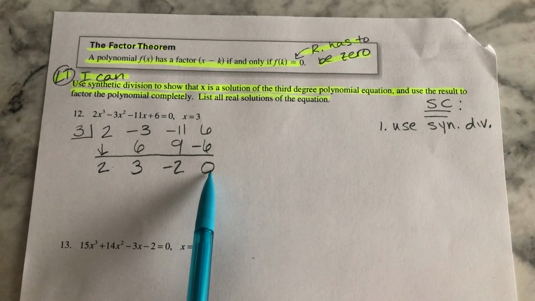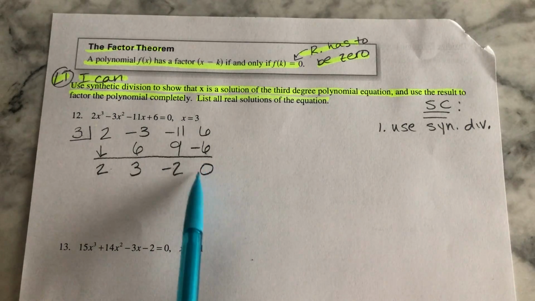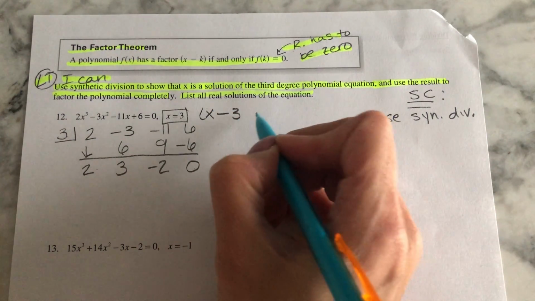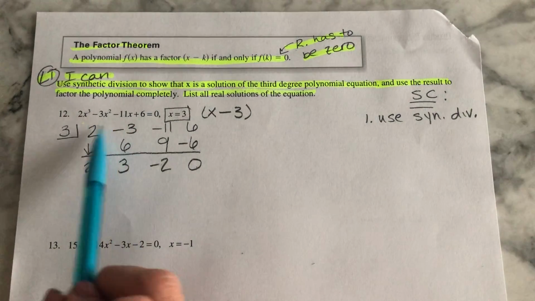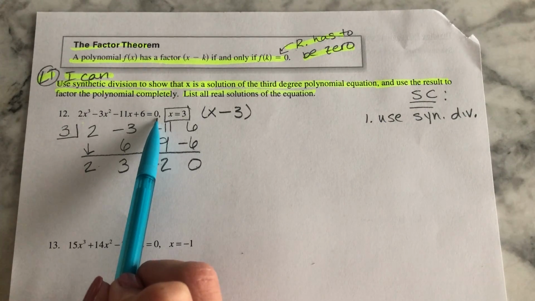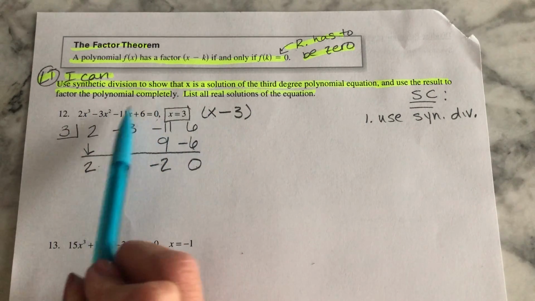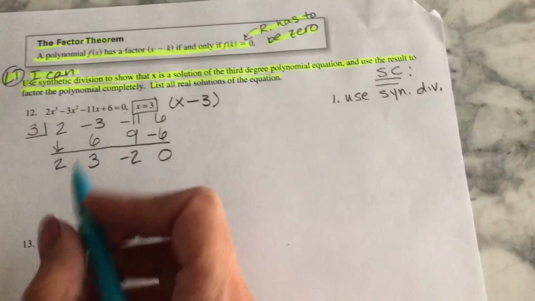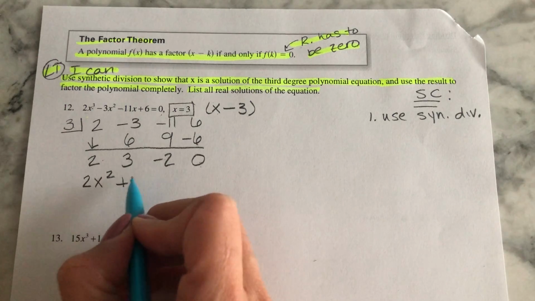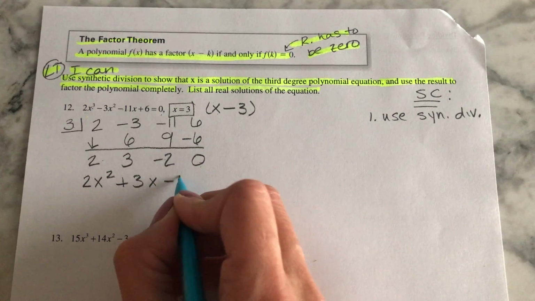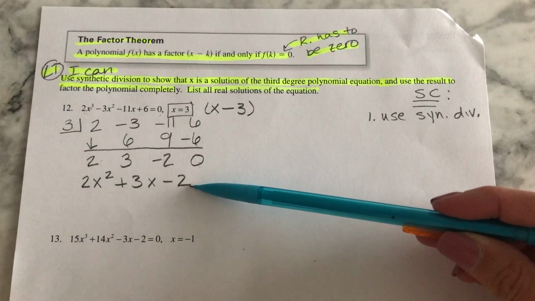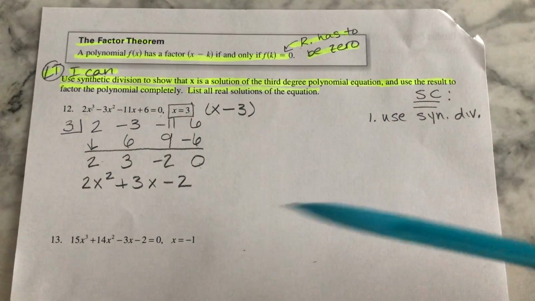So what does that tell me? That tells me that when I have a remainder of 0, then this is a factor. So x minus 3 is a factor of this polynomial. So let's find the rest of the factors. If I divide here, I end up with this as my quotient. So my quotient would be 2x squared, remember you go down 1 degree there, plus 3x minus 2. So I can take this quotient and factor it to find my other factors.